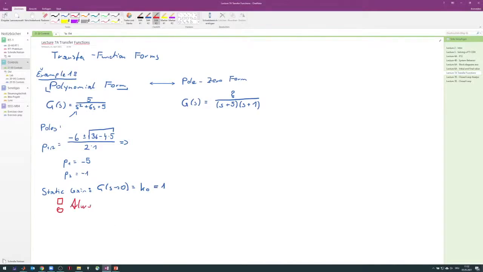Always check the static gain. The static gain should not change, right? Because the step response, no matter in which form you have your system, should always go to the same final value. So if we put in G of S with S going to 0, we would get 5, right? And this needs to be equal to 1 because this is what we got here. So we need to put in a 5 here, right?